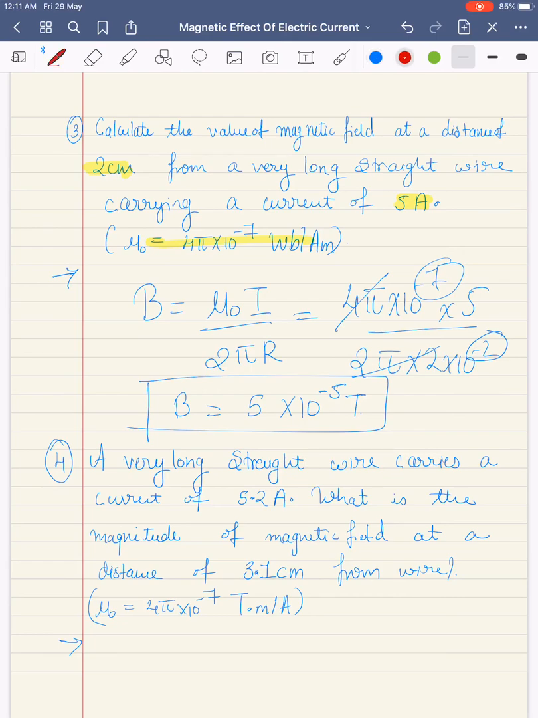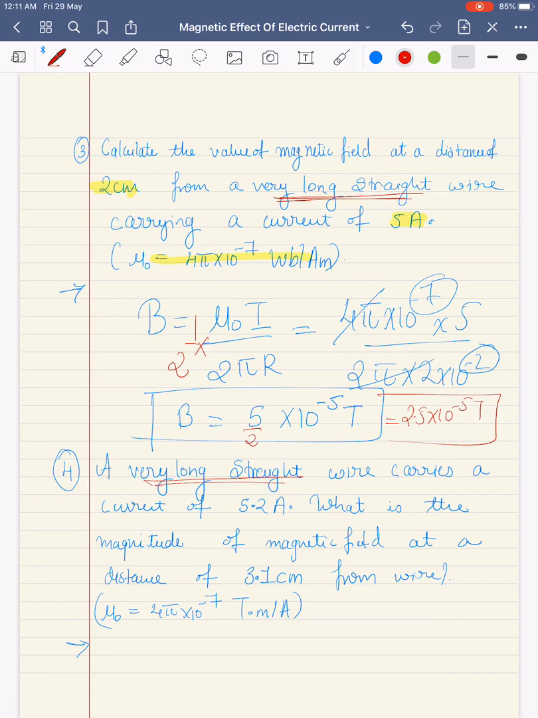Now there is a catch in this. What they have said is very long. Whenever they say very long, you basically take 1 by 2 of mu naught I by 2 pi r. So divide by 2. So the actual value is 2.5 into 10 raised to minus 5 Tesla, because they have said very long. Here also see, they said very long. So for very long, what is our formula? Mu naught I divided by 4 pi r. It is not 2 pi r, it is 4 pi r. Got it? So that's how basically you need to calculate the magnetic field.